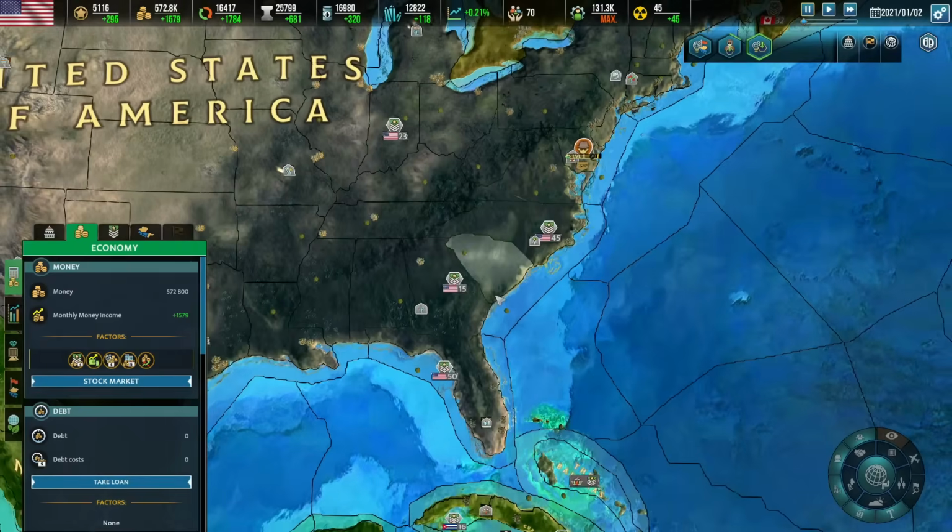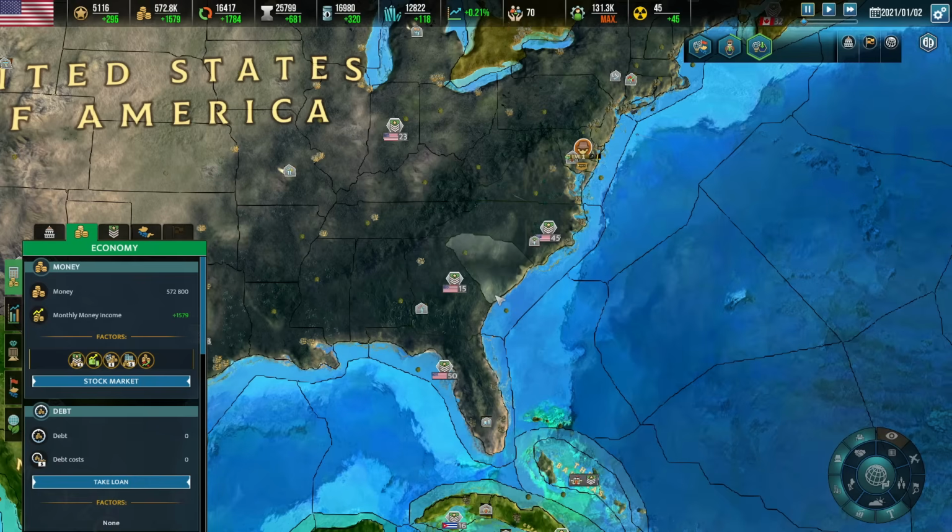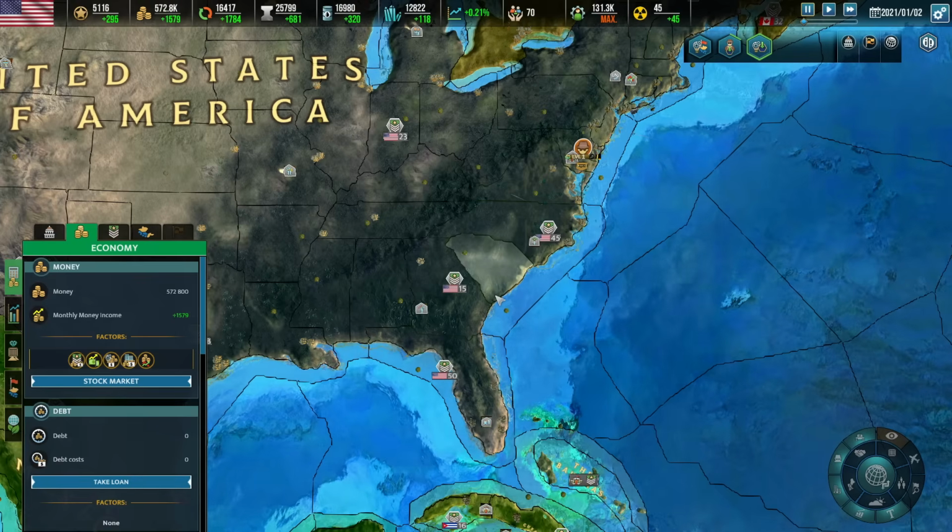But that is a pretty good brief overview of how the economy in this game works. Nice and simple, easy to interact with.